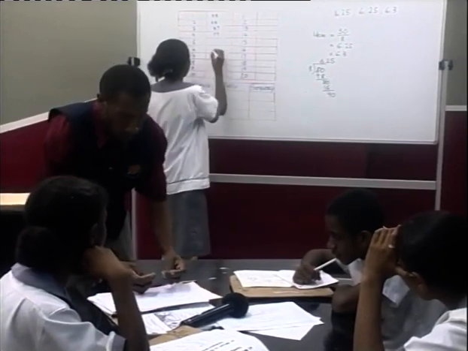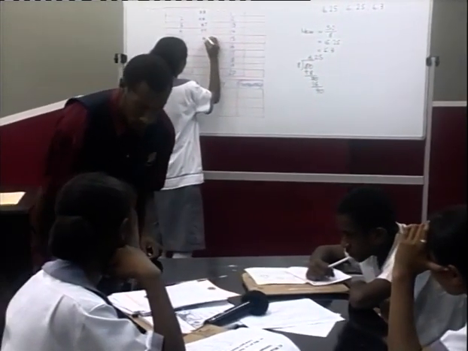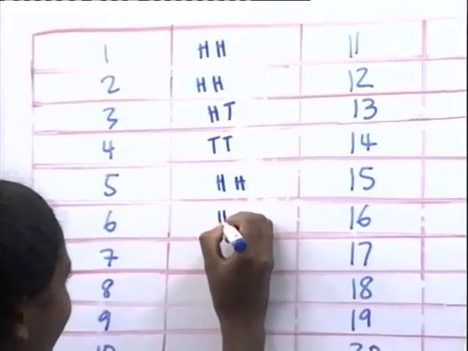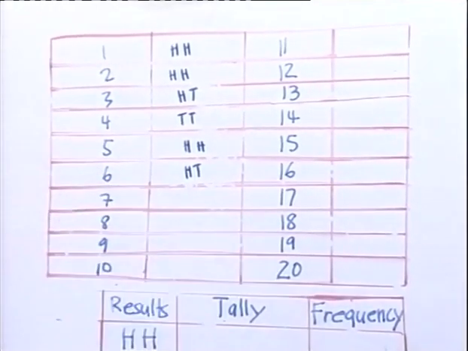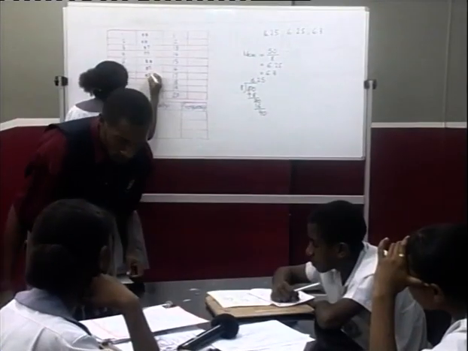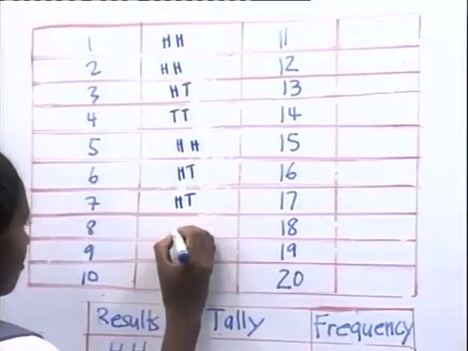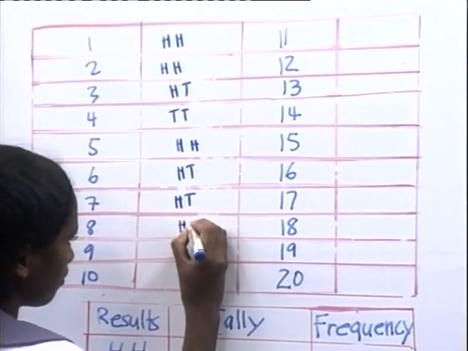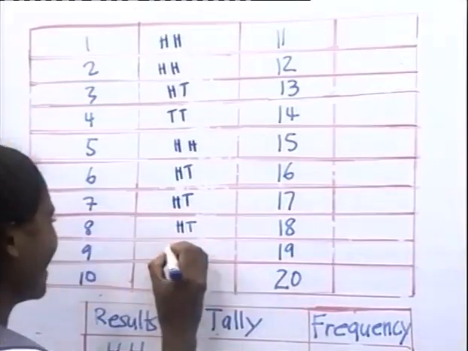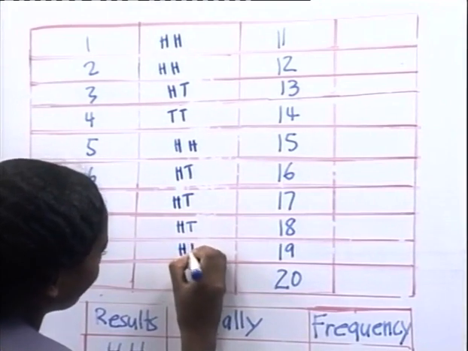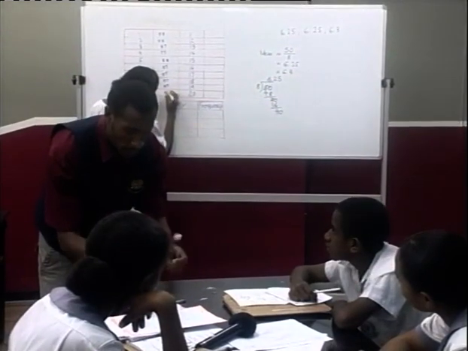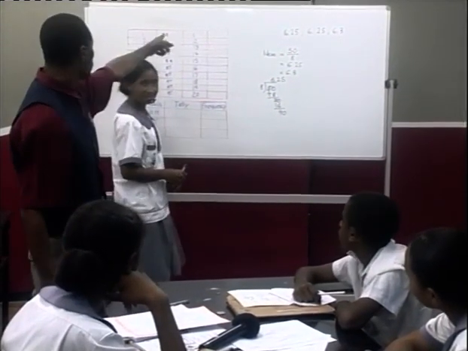Head, head. Head, tail. Head, tail. Head, tail again. Head, tail again. Head, tail again. Head, tail again. Tail, tail, 11.